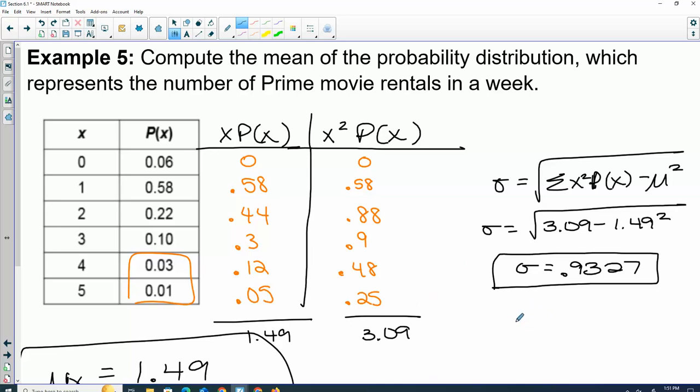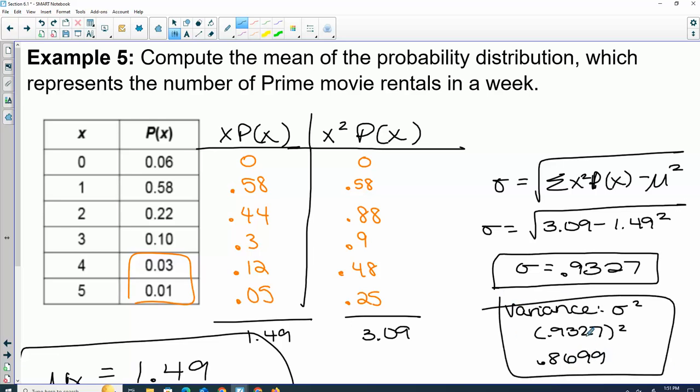If I ask for the variance, how do you get that? Variance is just standard deviation squared. So if I'd asked for that, it's 0.8699. We can also do this on our calculator, so I wanted to show you how to do that.